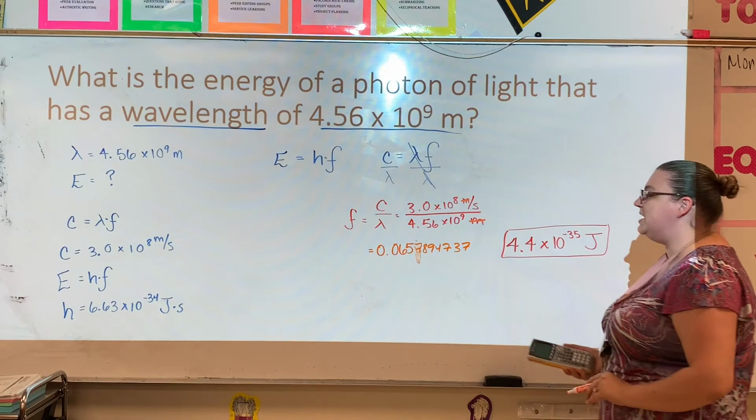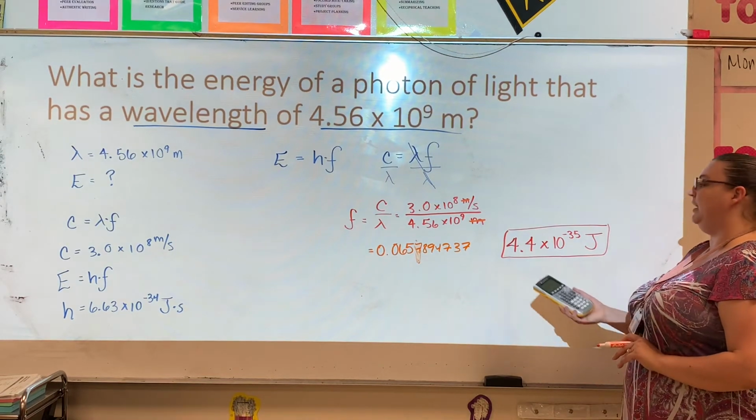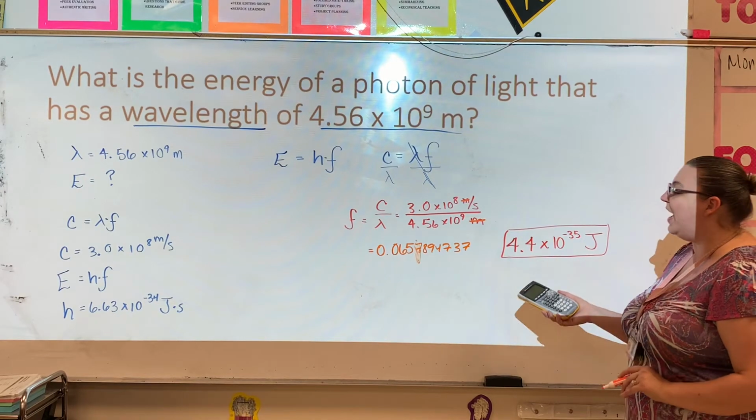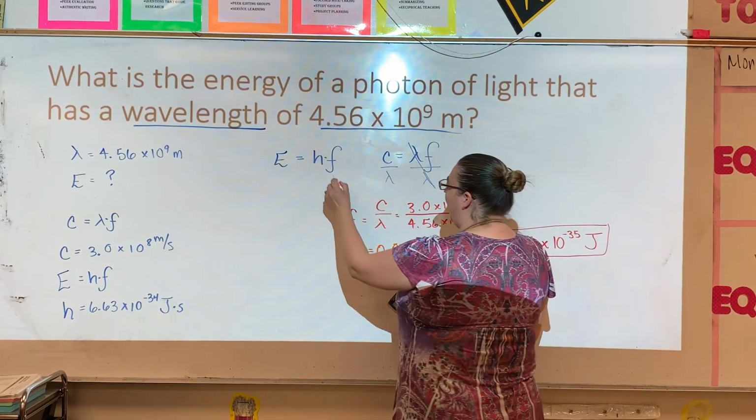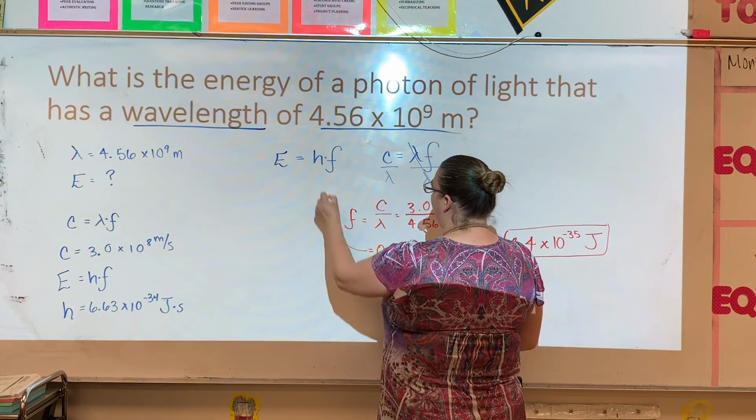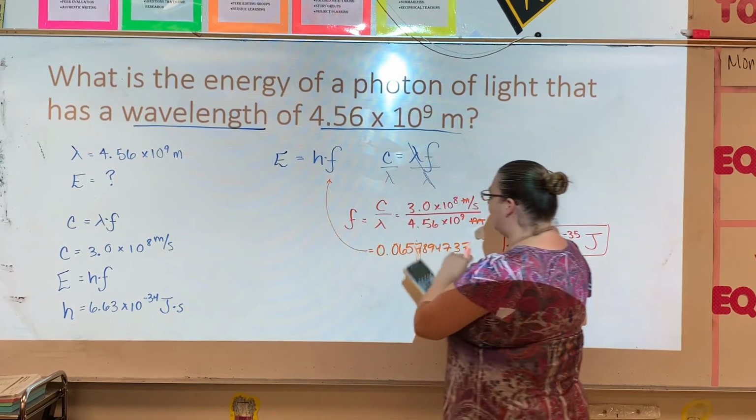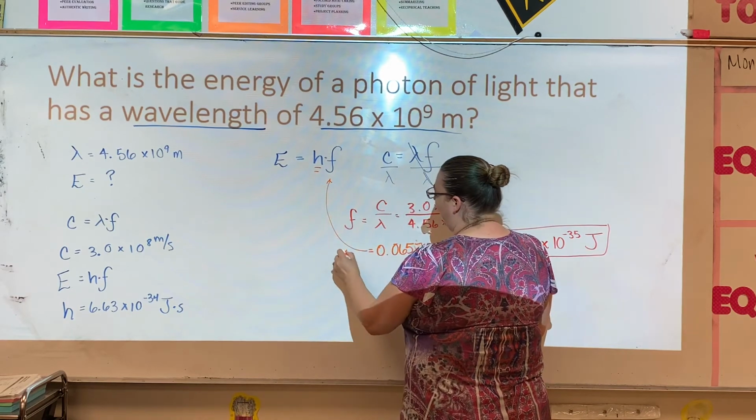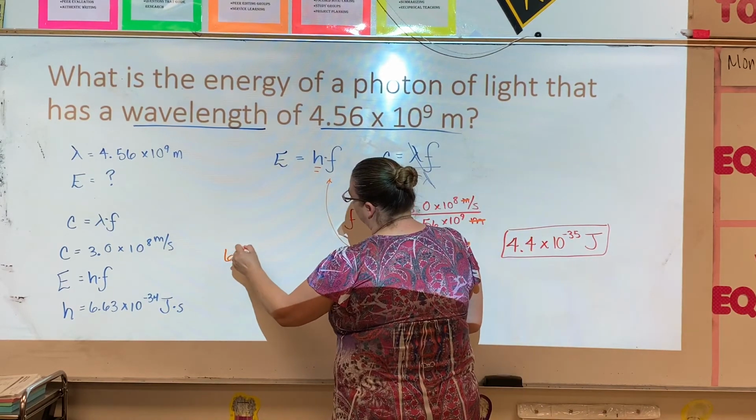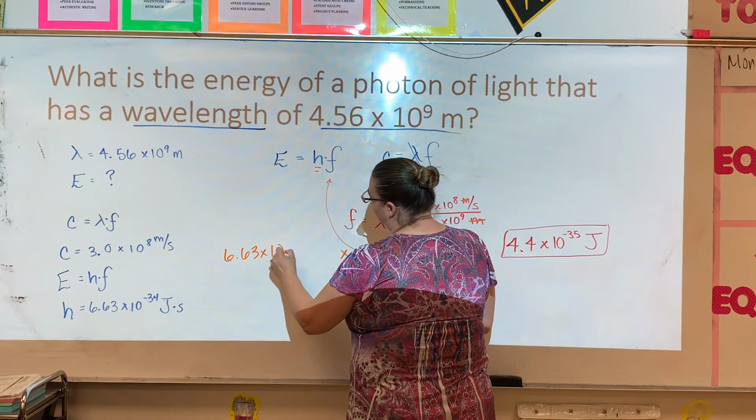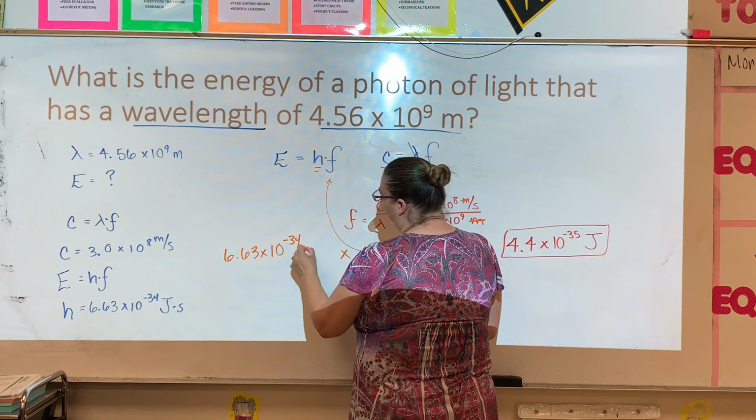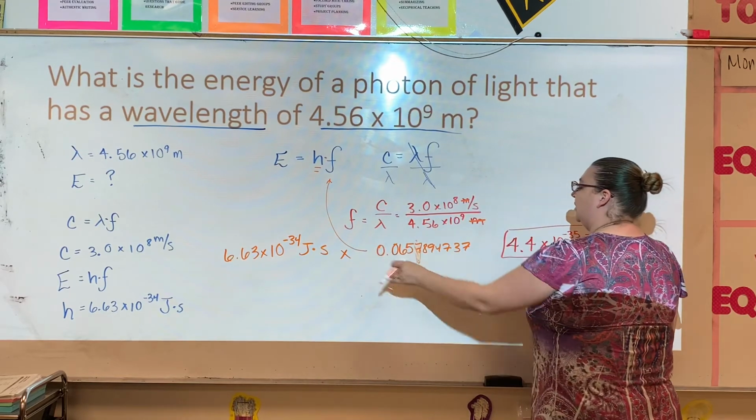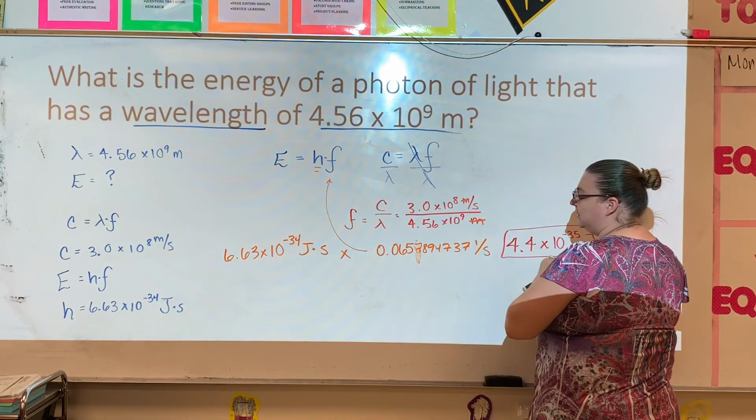Now you'll notice that I did not choose to round this one because I want to end up with the same answer that I had over here. Okay, now if that is my frequency, I'm going to take just that number and put it in here and multiply it by my Planck's constant, 6.63 times 10 to the negative 34th joules seconds. This is in per seconds.